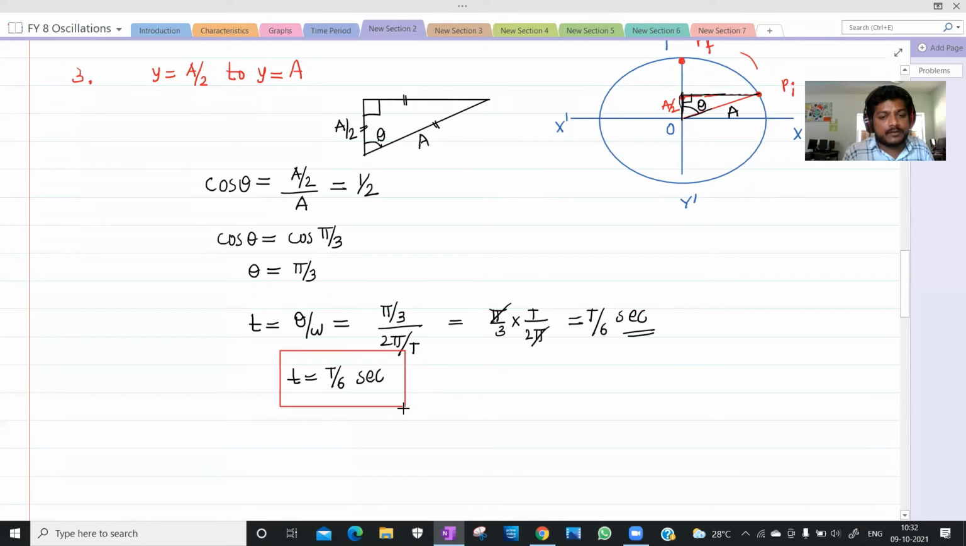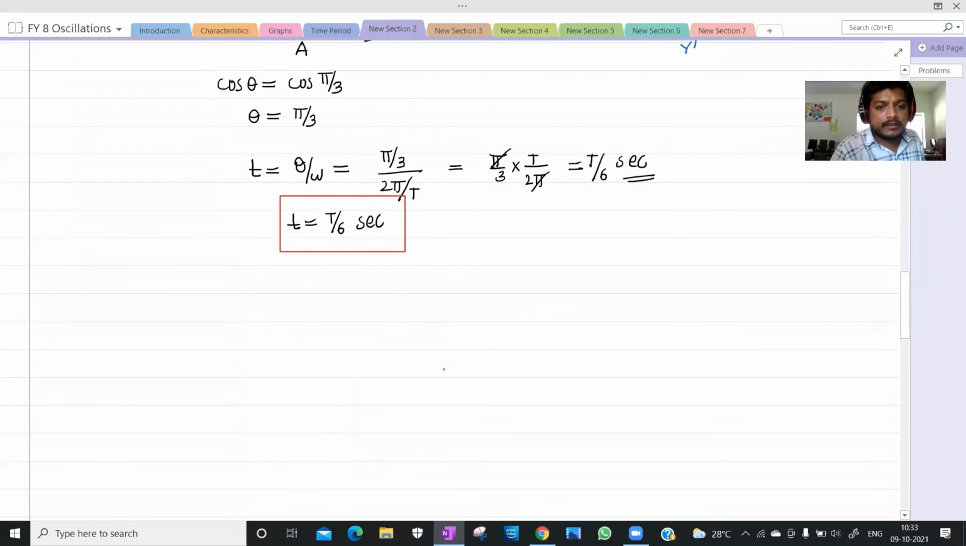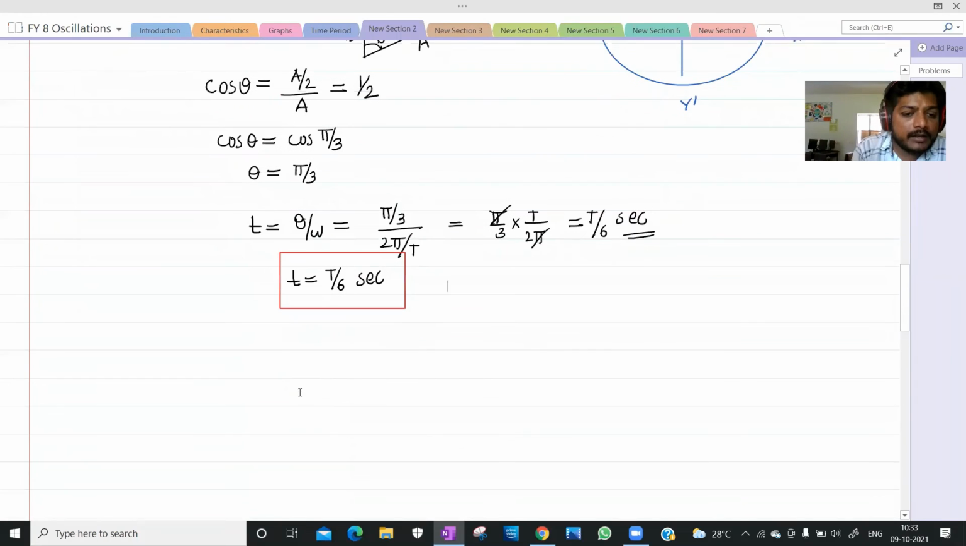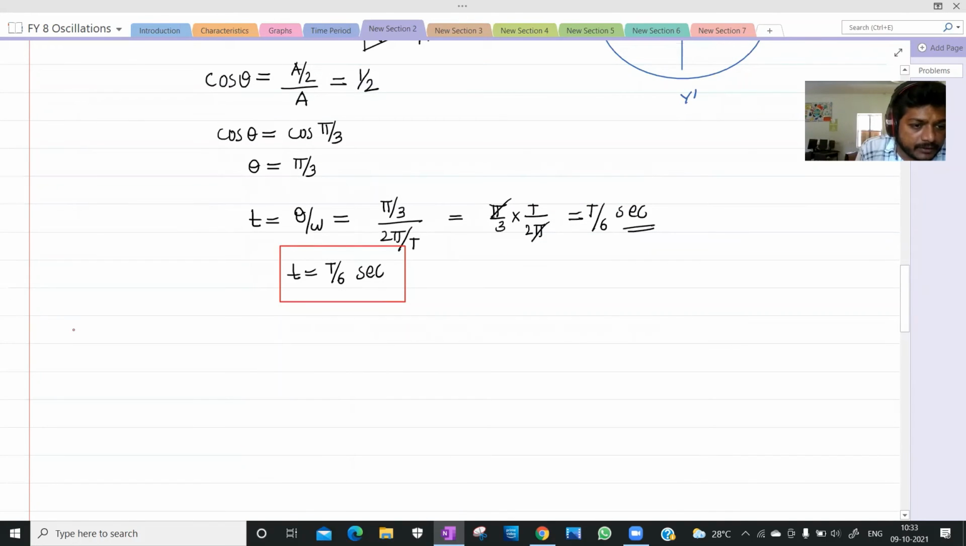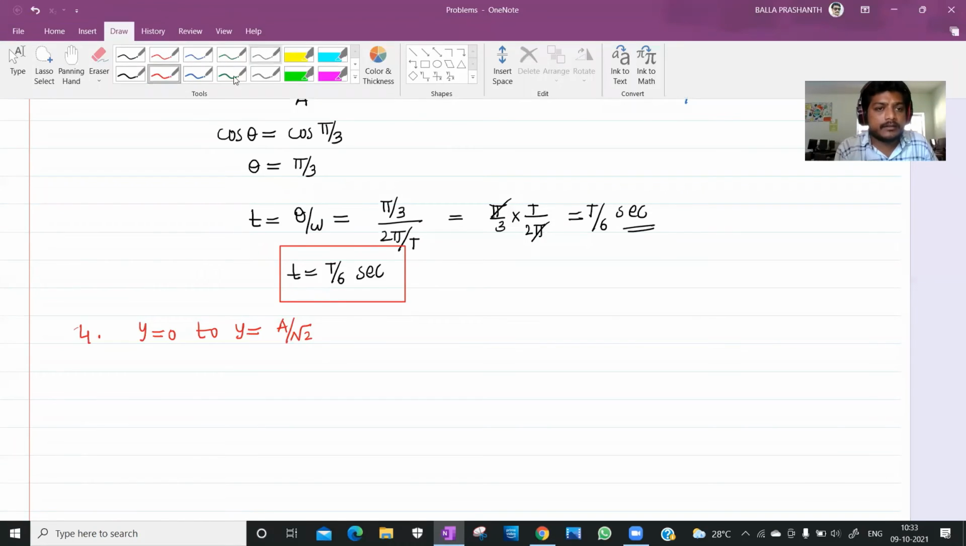Sir, will you do the remaining things? Okay, we will do, sir. I will tell you one more, finish and conclude, and the remaining I will give you as homework. The next one, the fourth one, is y equals 0 to y equals a by root 2. Okay, listen carefully.